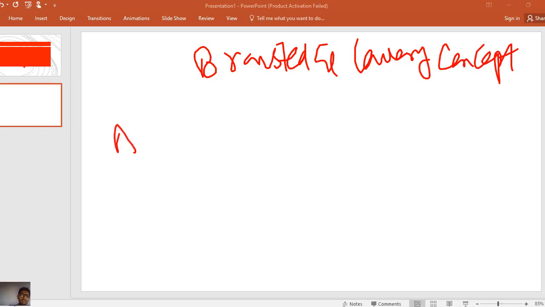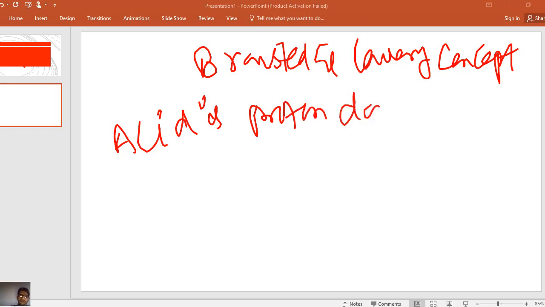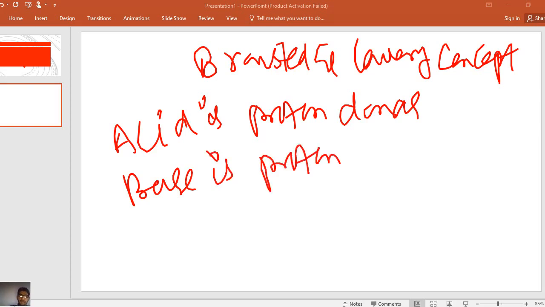According to this concept, an acid is a proton donor, while a base is a proton acceptor. Base is a proton acceptor, acid is a proton donor.